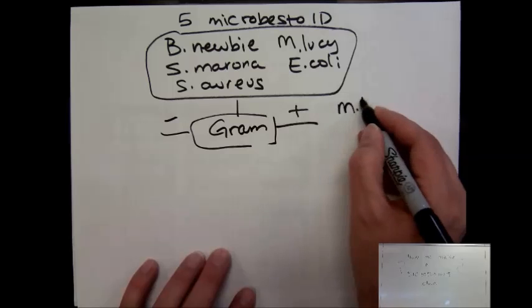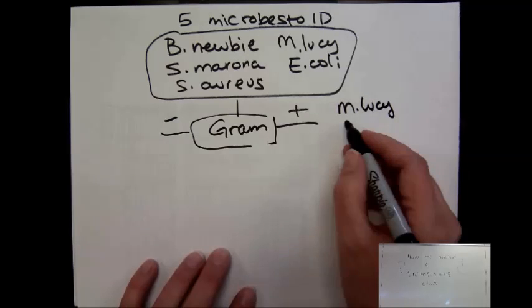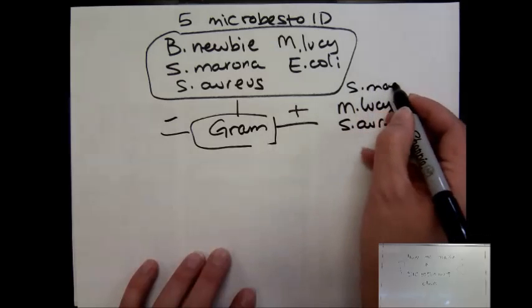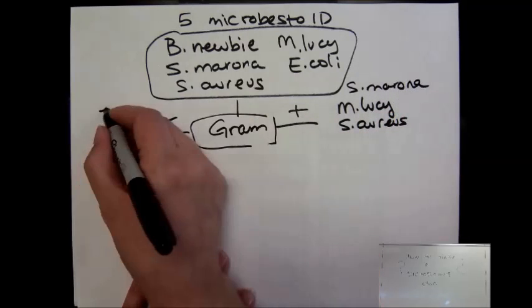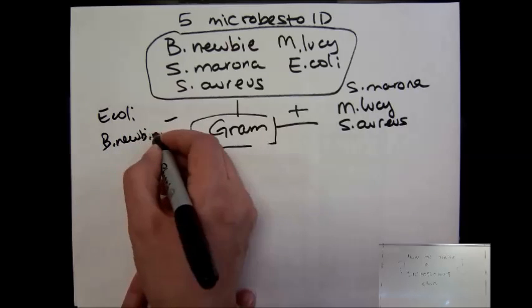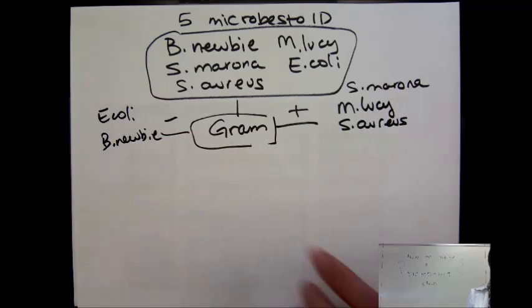So let's say M. lucy is positive, and S. aureus is positive, and S. morona also positive, and on the other hand, E. coli and B. nubi are both negative. Okay? So are we done?